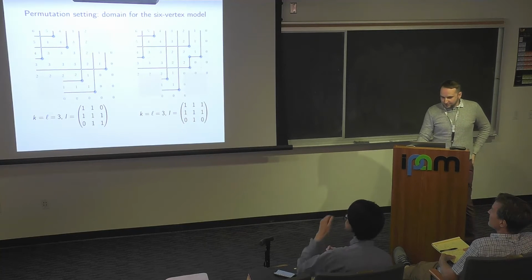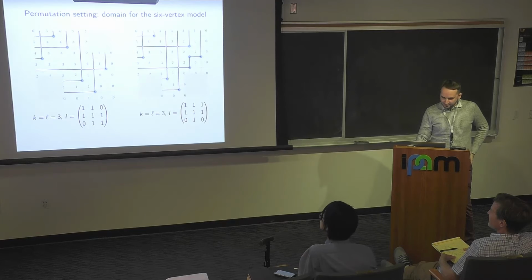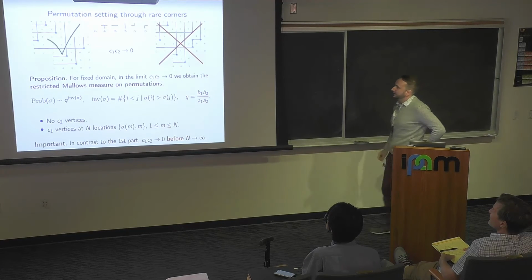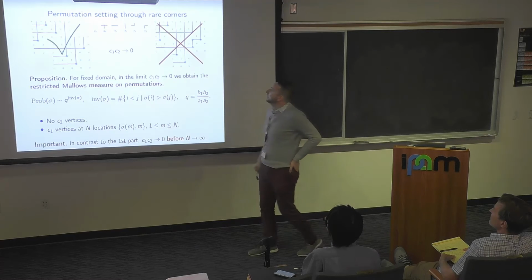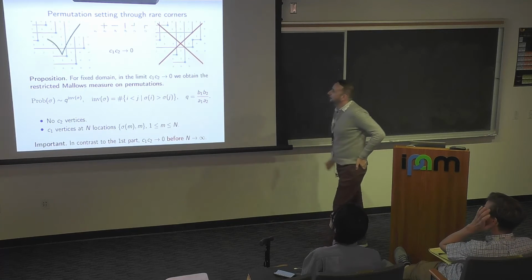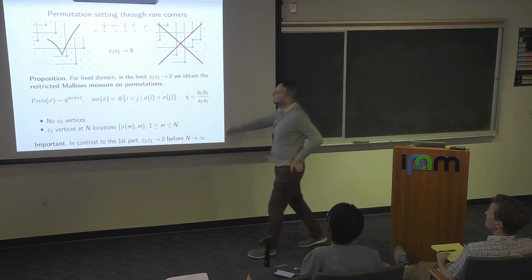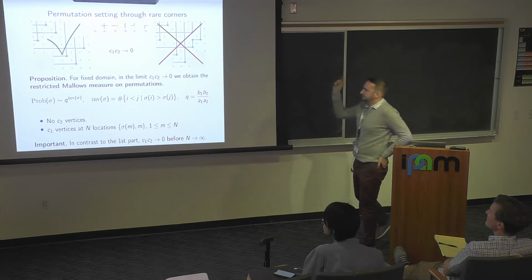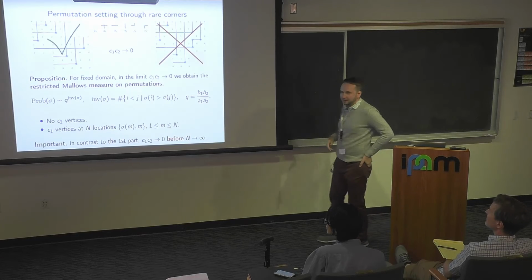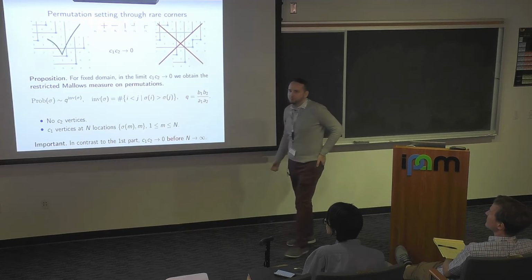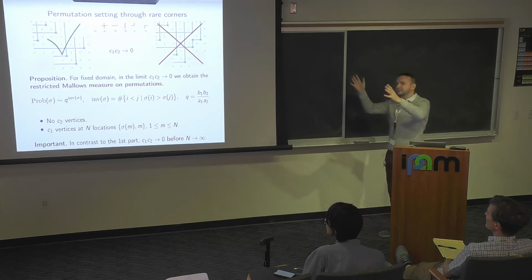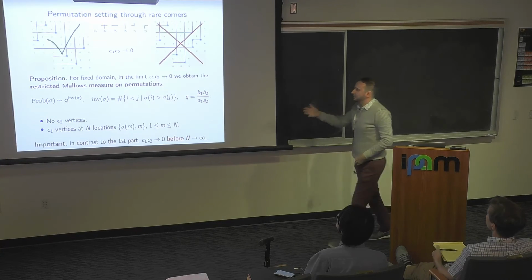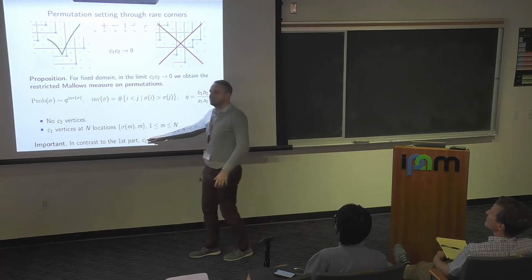Okay, now I call it the permutation setting. So where are the permutations here? This is something which will be happening, and this will be a significant simplification, which is kind of guaranteed by our setting. We will take a limit C1 and C2 going to 0. So these corners will be rare. But now there will be a difference from what we saw before. Previously, this limit was happening simultaneously with the size of the domain growing. Now we'll do it the other way around. So we'll first send C1 and C2 to 0.